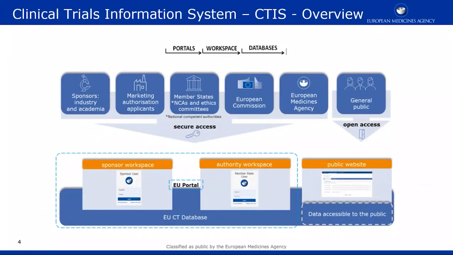Okay, thank you. Just an overview of how CTIS technically works. At the bottom, you have, in fact, three workspaces: a sponsor workspace for sponsors, an authority workspace for member states and ethics committees, also the European Commission, and a small part for EMA. Then you have the third space, and this is the public website, with data accessible for the public, open access for everyone with an internet connection. So the three workspaces, and above you have each of the user groups. Next slide, please.